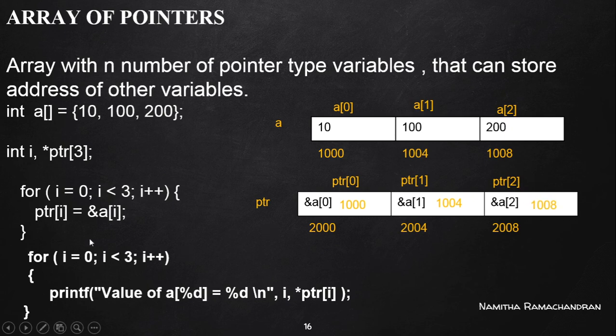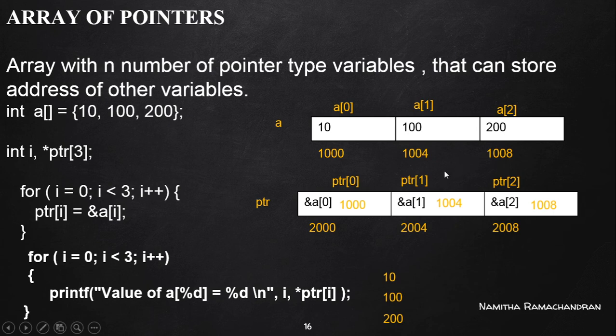Okay, and using this particular loop, it displays the value star of PTR of I. That means it displays the value present at this location and this location one after another. So while executing this, what will be displayed? It will display 10 first, 100 next, 200 next. Okay, so this is the case of using an array of pointers for pointing to the addresses of a set of variables.